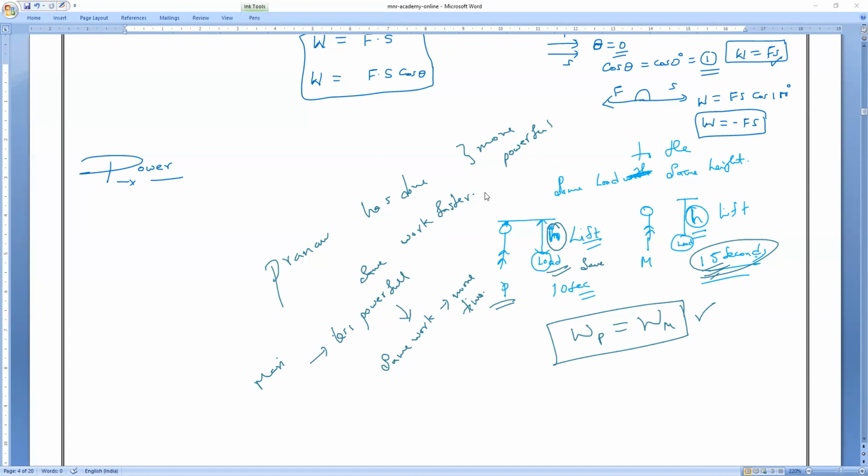Am I right or wrong? Mr. Lingesh, join with the number properly. I want to see who are the absentees and who is present.